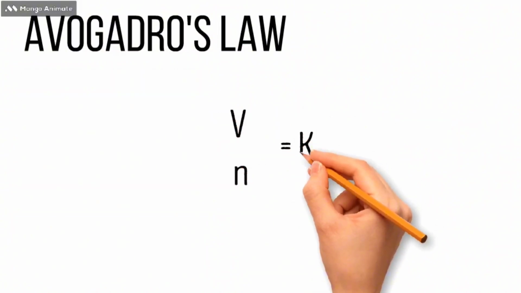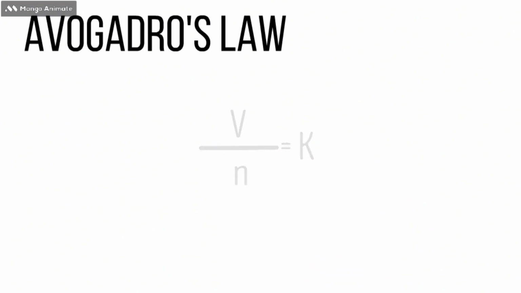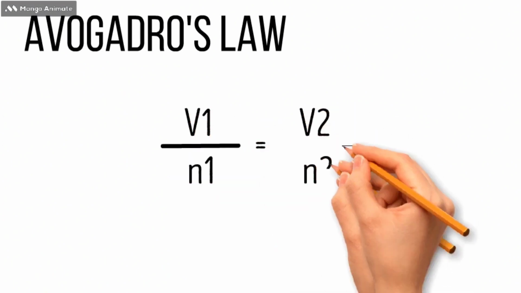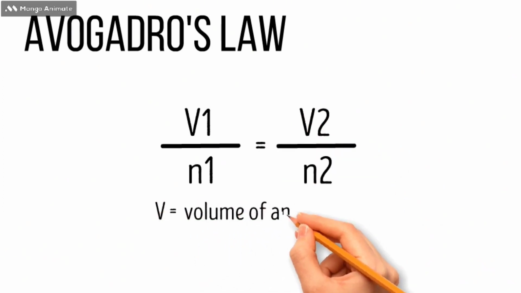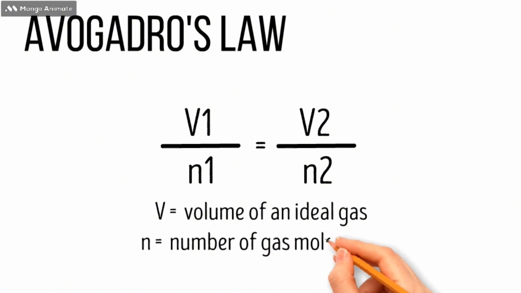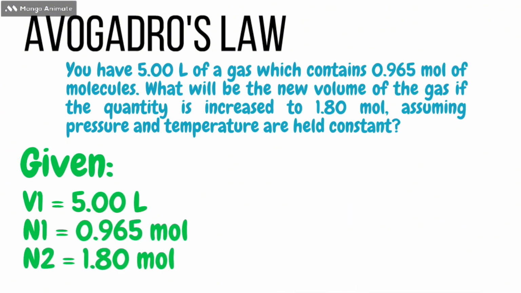This can be mathematically expressed as V over N is equal to a constant, or V1 over N1 is equal to V2 over N2, where V is the volume of an ideal gas and N represents the number of gas molecules. Let me give you an example. A good choice is V1 multiplied by N2 is equal to V2 multiplied by N1.